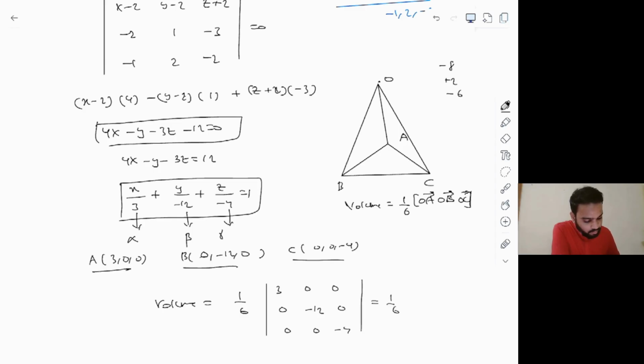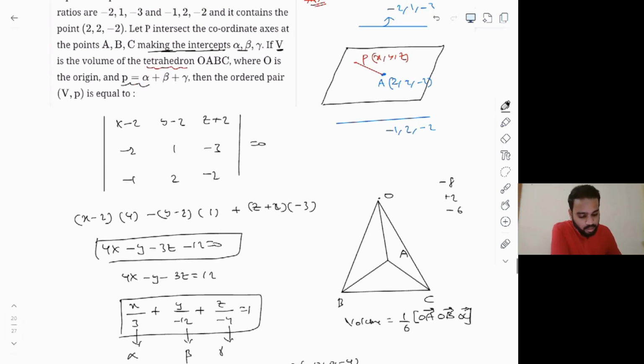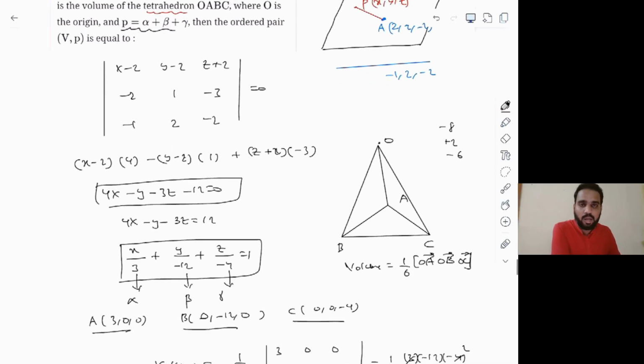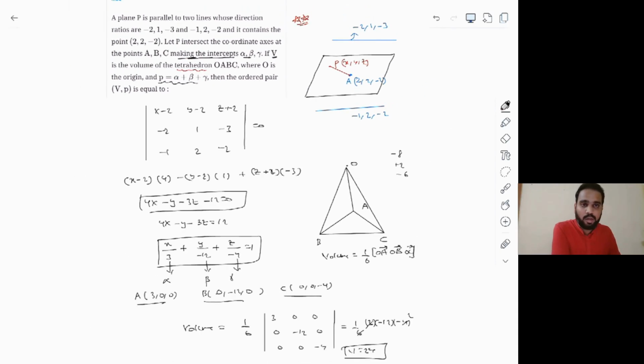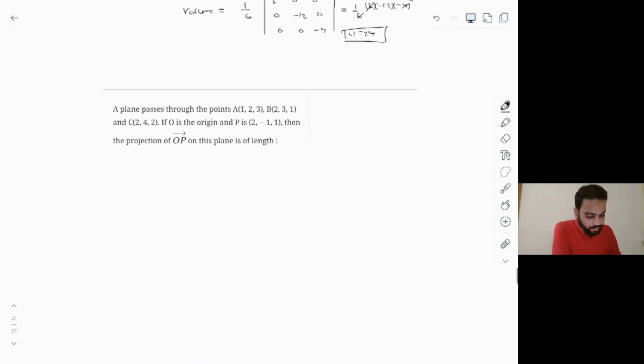And if you expand, what do you get? 1 by 6 into, directly it's a diagonal matrix, right? Modulus of 3 into minus 12 into minus 4. So finally, what you get is 24 units. So that's the volume of the tetrahedron V here. And what is the value of P given here? Nothing but alpha plus beta plus gamma. But since we got alpha, beta, gamma here, you can find out whatever is asked, right? So this is the concept related to this question. Okay, as I told, it's very important, covering a lot of concepts. Okay, let's take the next question.